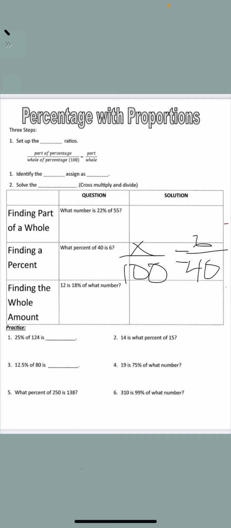Then you cross multiply and divide. So 100 times 6 is 600. Divided by 40 is 15. So it is 15%, since it's looking for percentages. 15%.